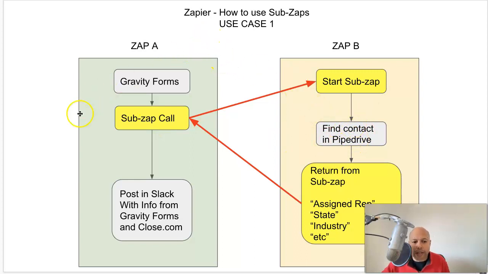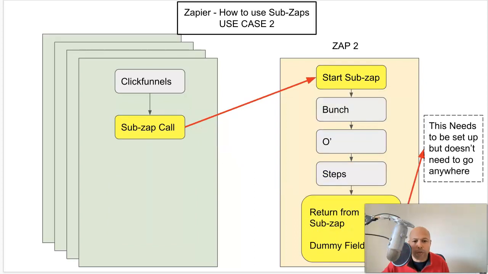Okay, so that is use case 1. So now let's talk about use case 2, which is where I really used it. Let's say that you've got several lead sources, ClickFunnels, maybe Facebook lead ads, and several other lead sources, and we want to have a sub-zap that puts all those into, let's say, close.com.